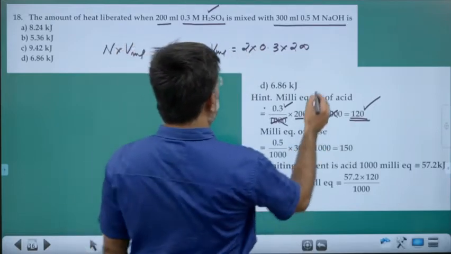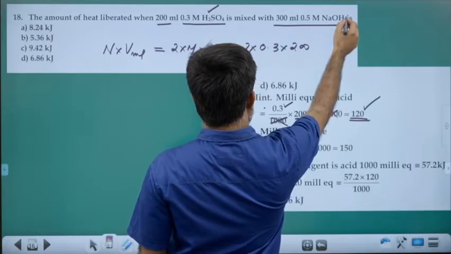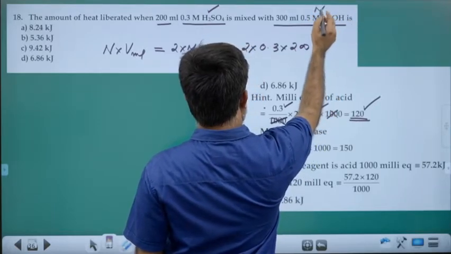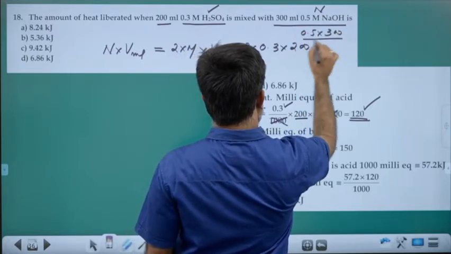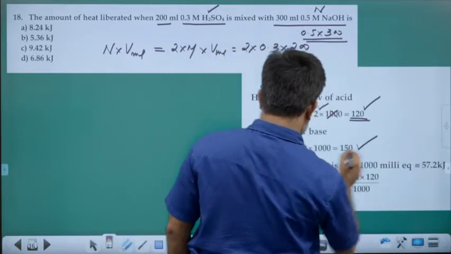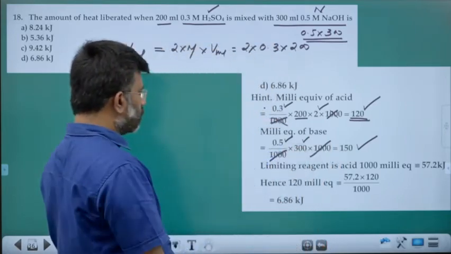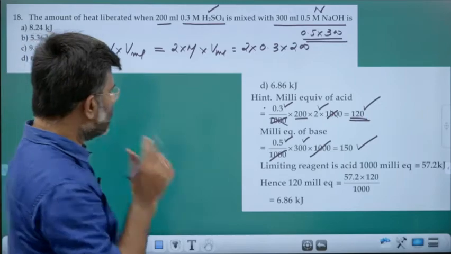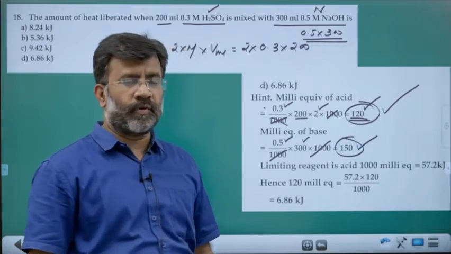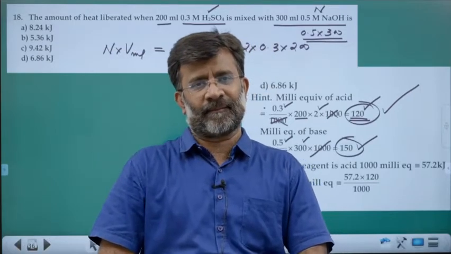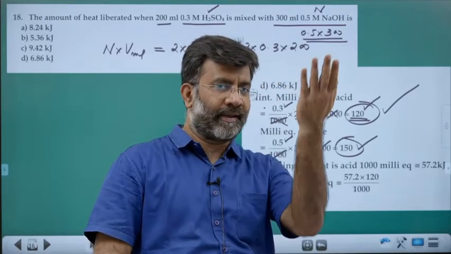Once again, it is normality into volume in milliliter. But NaOH is a monoacidic base, so molarity and normality are same. It is normality 0.5, volume 300 ml. That is 0.5 into 300, which is 150 milli equivalents. So this is 120 and this is 150. Sulfuric acid is the limiting reactant, and that will decide the completion of the reaction and the heat liberated.